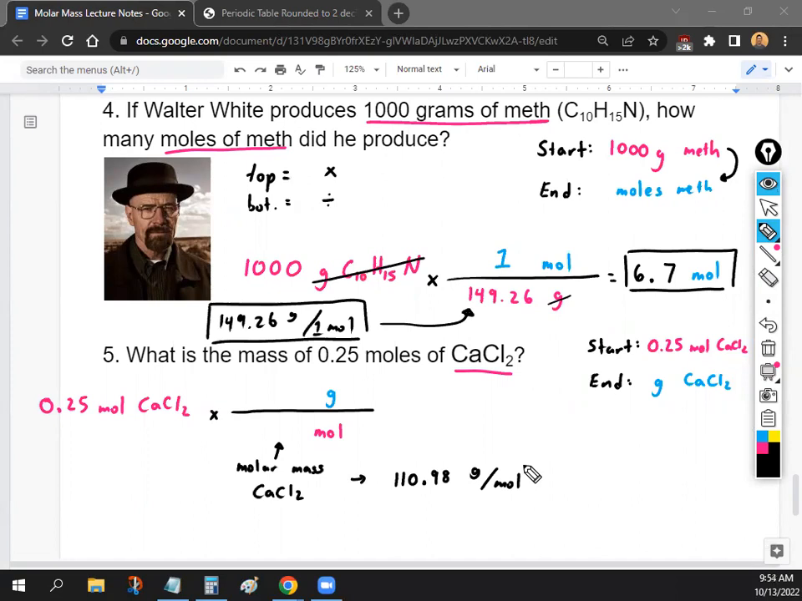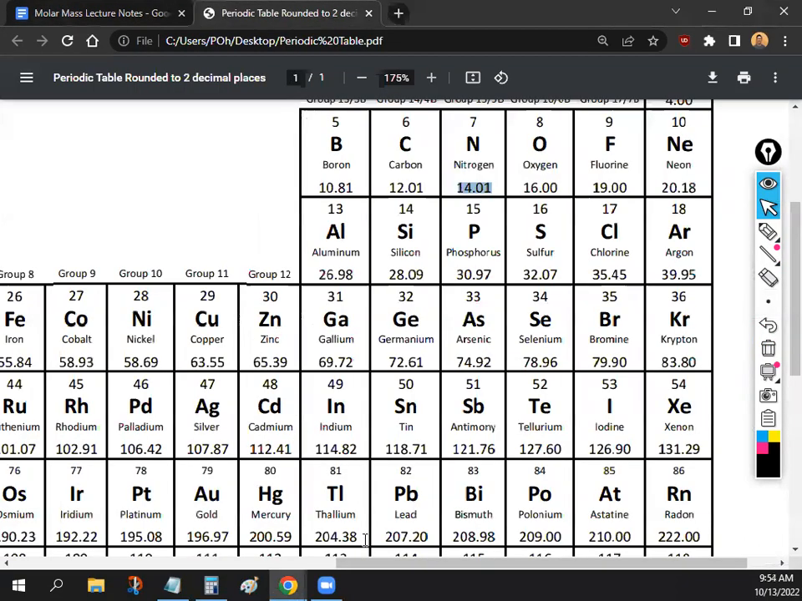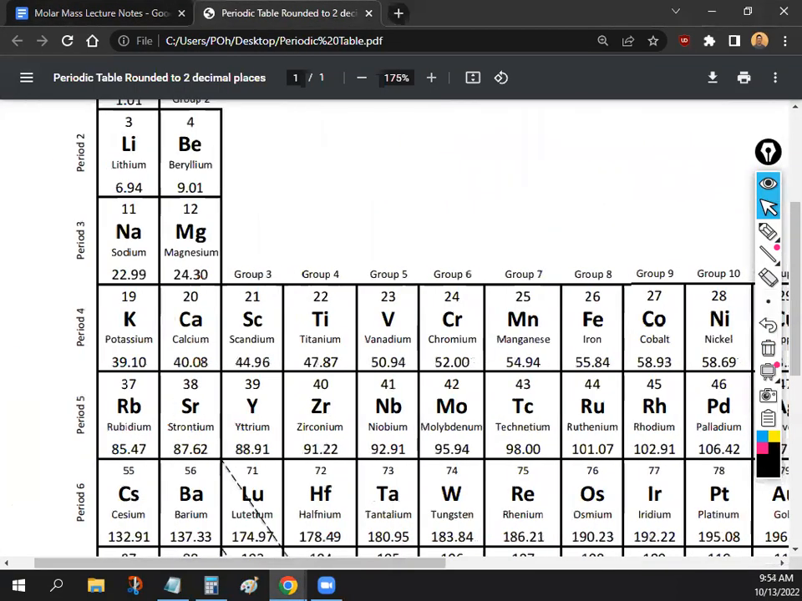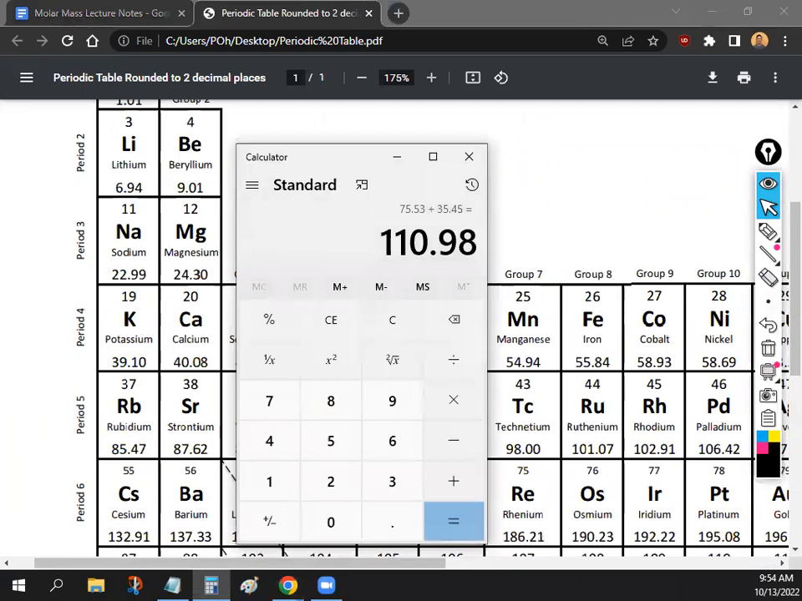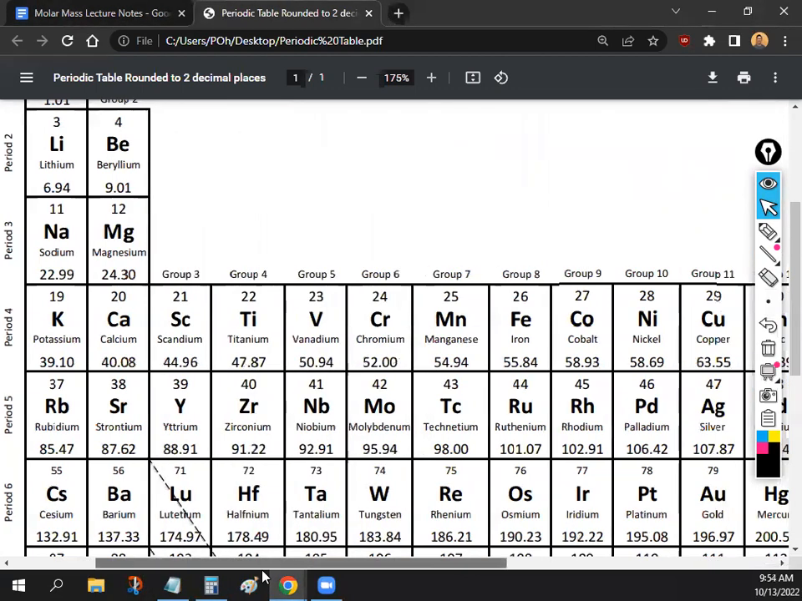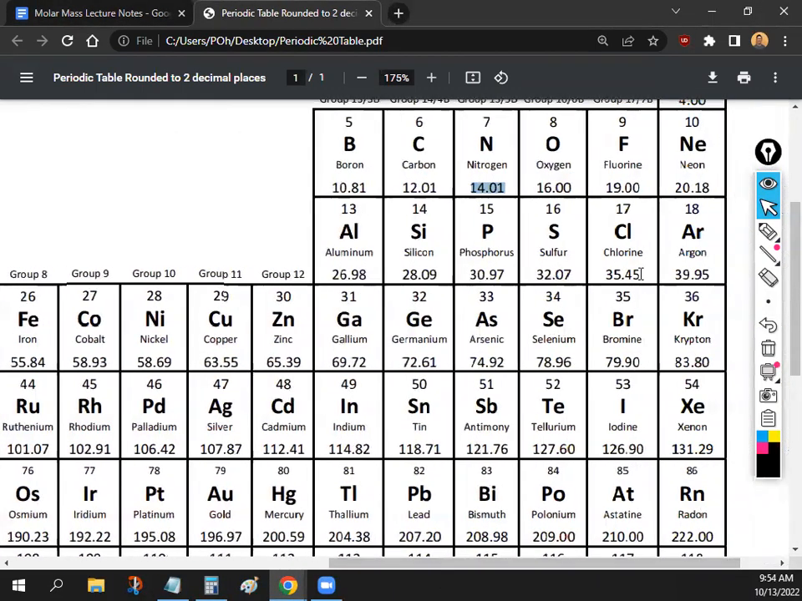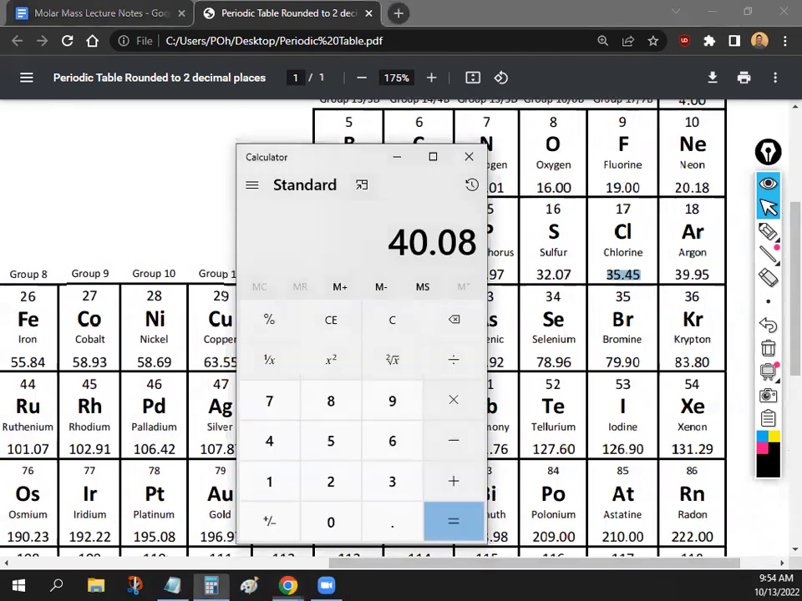Okay, so if you're confused on where we got the 110.98, let me go over it again. So CaCl2, it's made out of 1 calcium. So we're going to start with 40.08. Okay. And then you got 2 Cls. So we're going to combine that with 2 chlorines right here, 35.45. So we're just going to add 35.45 2 times. 35.45 plus 35.45. You get 110.9. Okay.